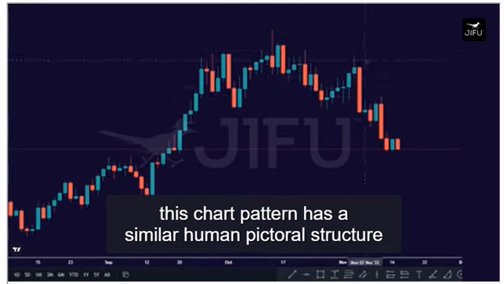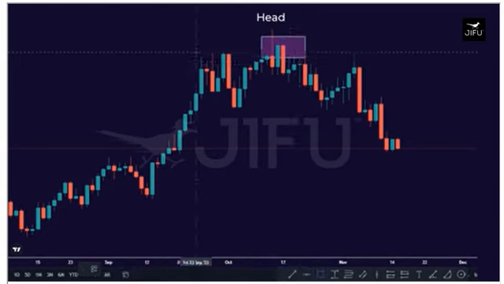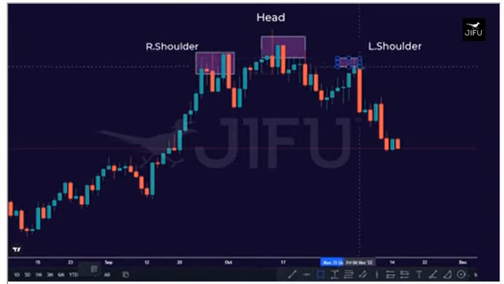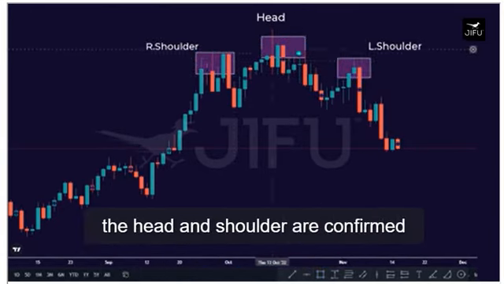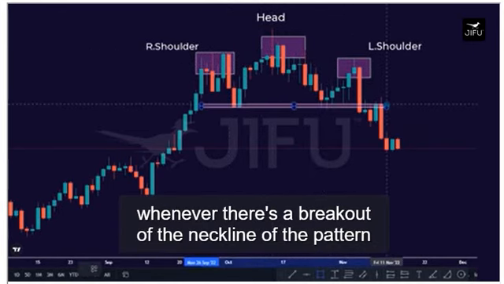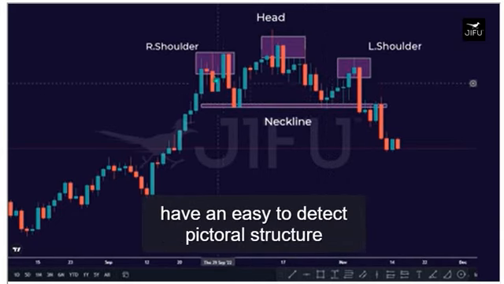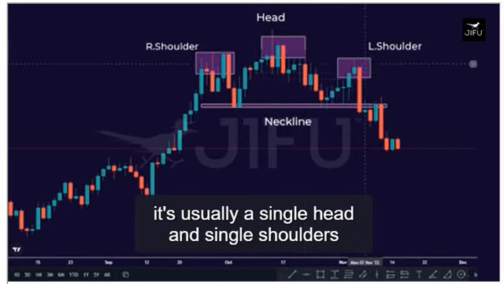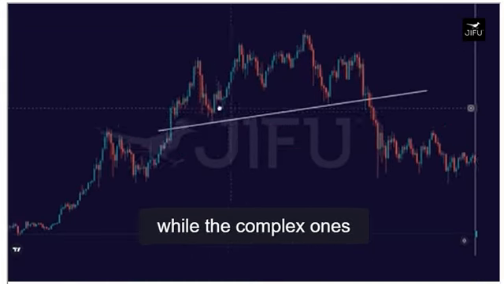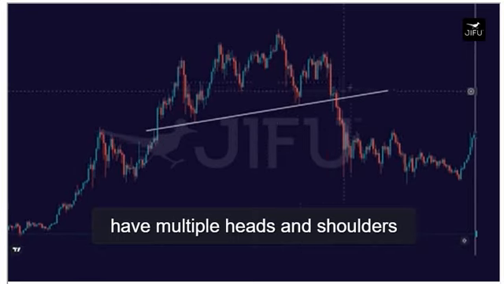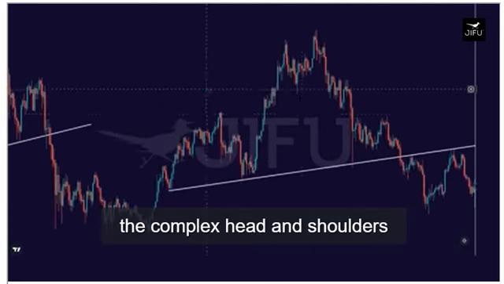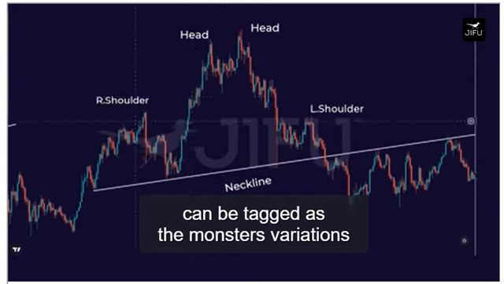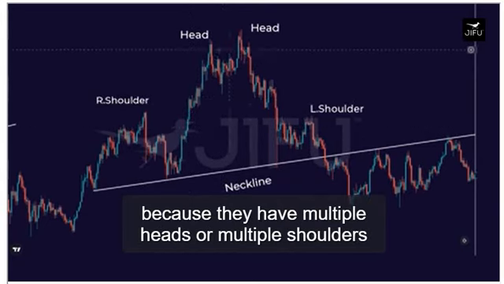This chart pattern has a similar human pictorial structure. Here's the head, the right shoulder, and the left shoulder. The head and shoulders is confirmed whenever there's a breakout of the neckline of the pattern. The simple ones have an easy-to-detect pictorial structure. It's usually a single head and single shoulders, while the complex ones have multiple heads and shoulders. The complex head and shoulders can be tagged as the monster variations because they have multiple heads or multiple shoulders.